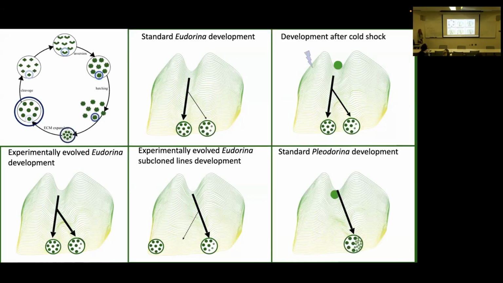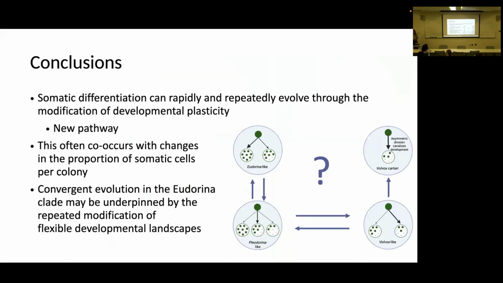Similar to what we see in Pleiadorina, where development consistently proceeds along this pathway, resulting in differentiation. And although I don't show it here, sometimes you do find Eudorina that have no somatic cells. So somatic cell differentiation can really rapidly and repeatedly evolve through the modification of developmental plasticity. And I've identified a new pathway through which somatic cells can develop.